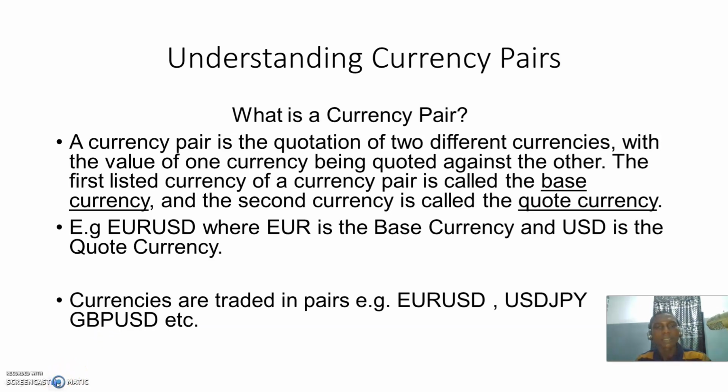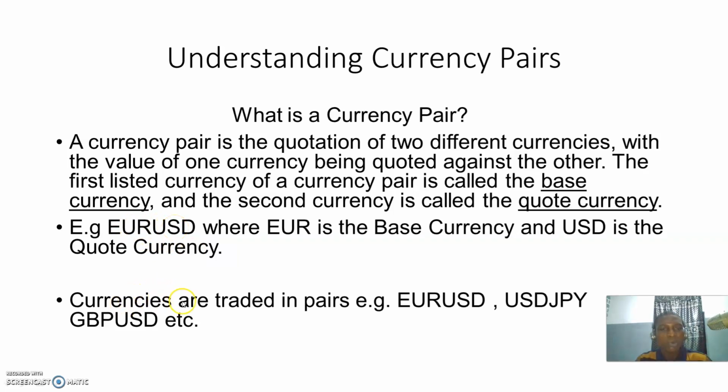A currency pair is the quotation of two different currencies, with the value of one currency being quoted against the other. The first listed currency of a currency pair is called the base currency, and the second listed currency is called the quote currency. Now, for example, we look at Euro USD. Euro is the base currency, while USD is the quote currency.